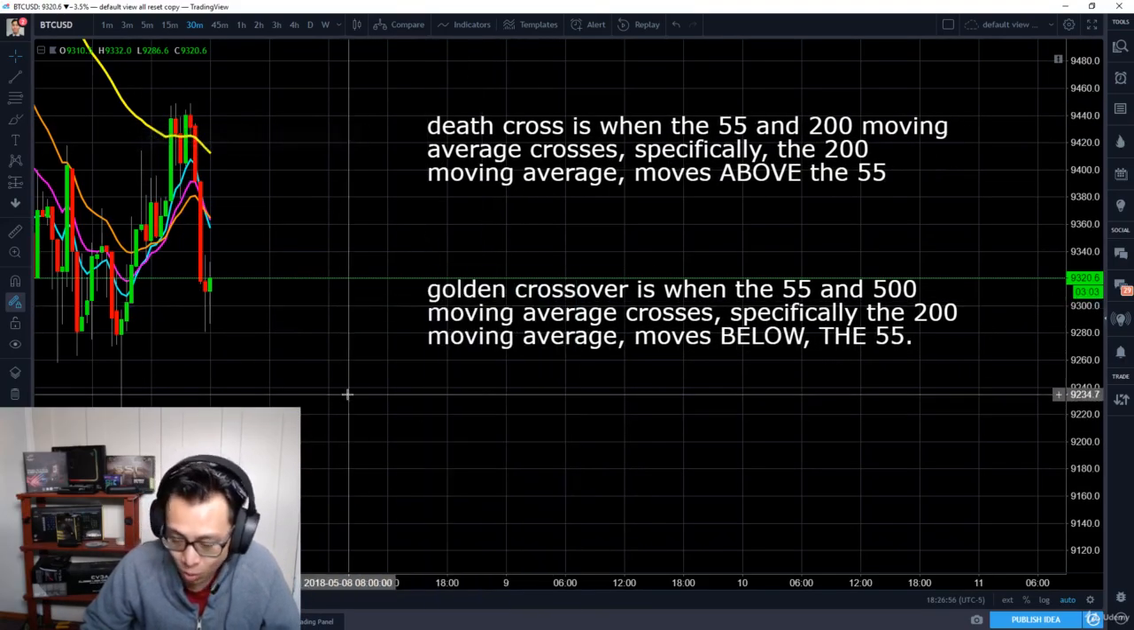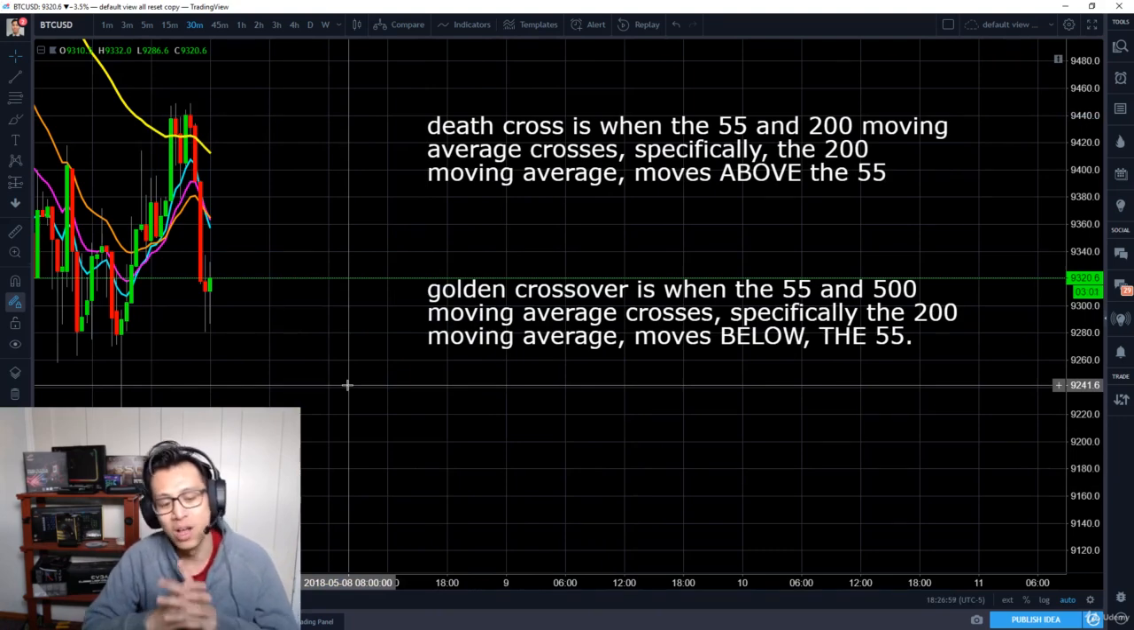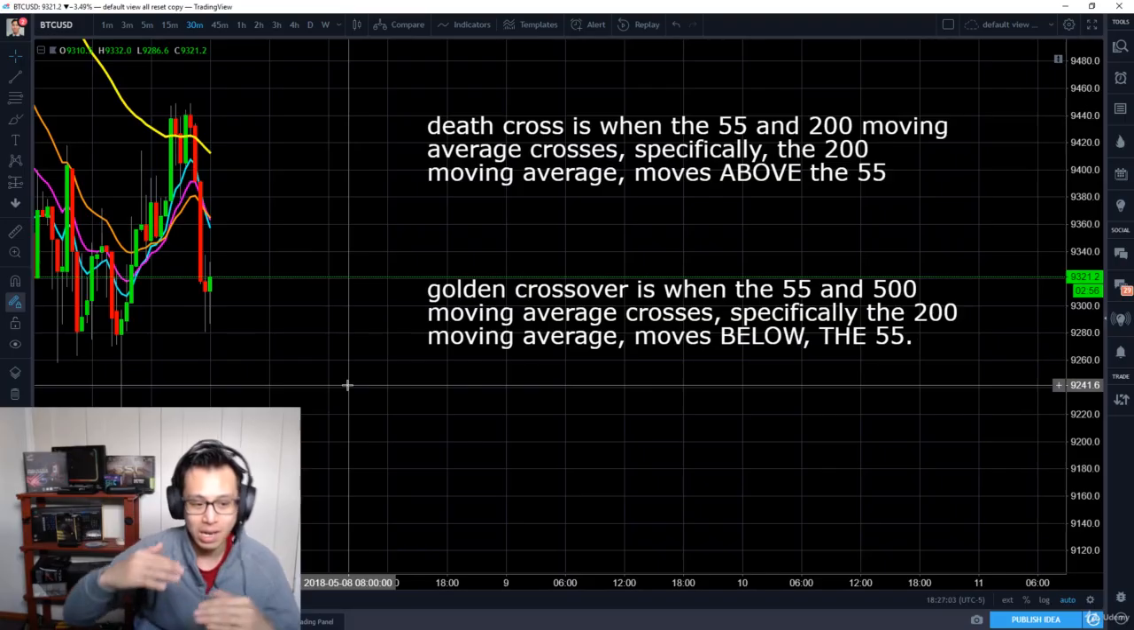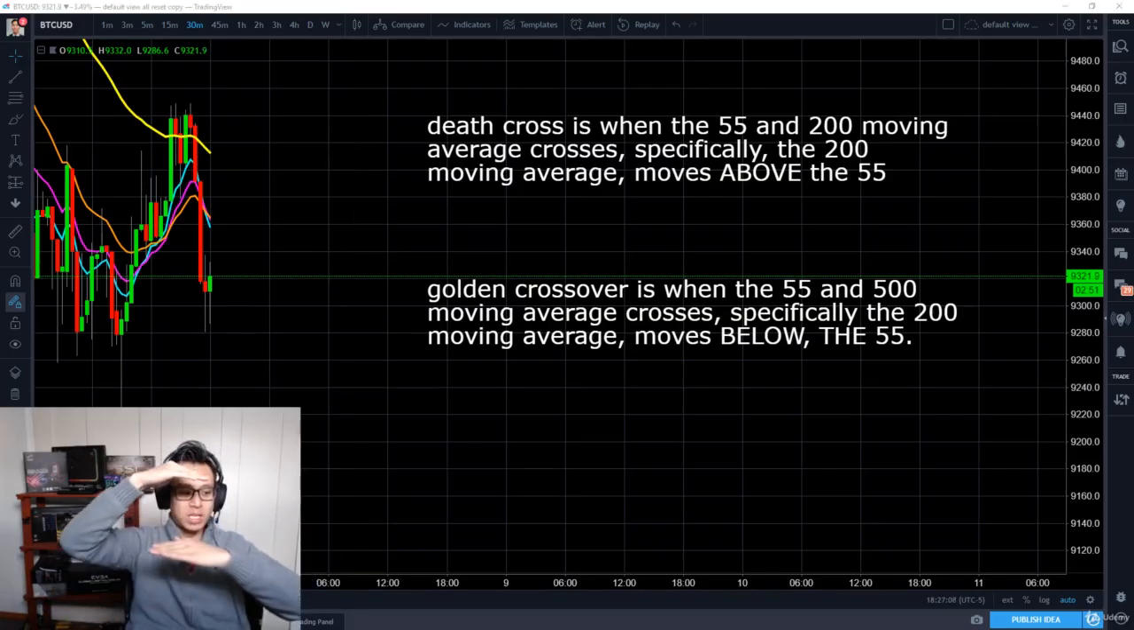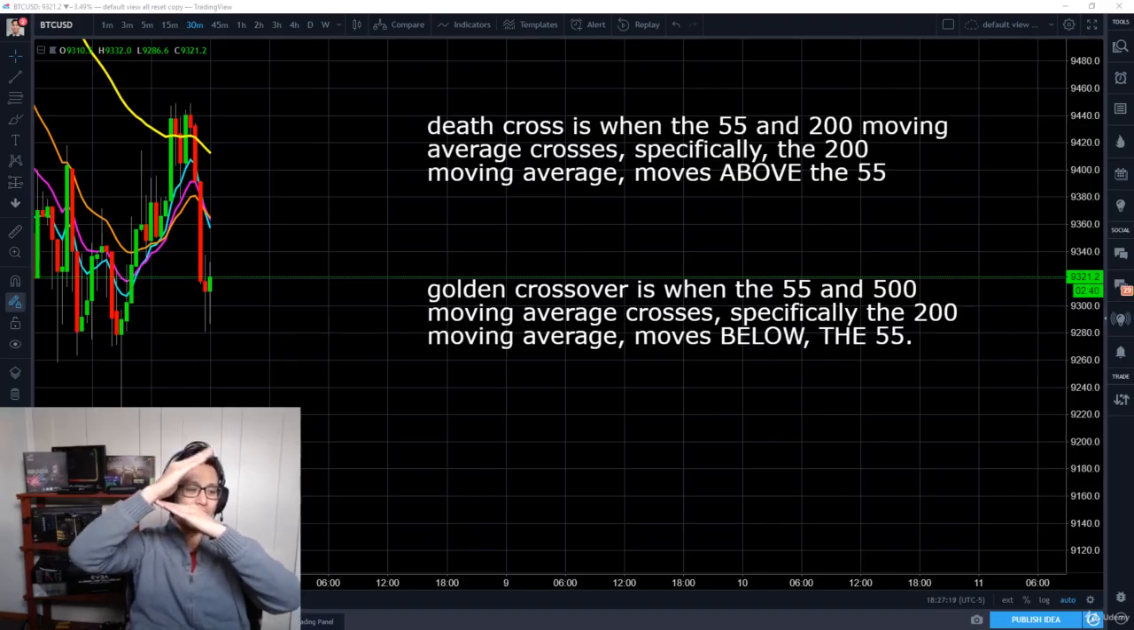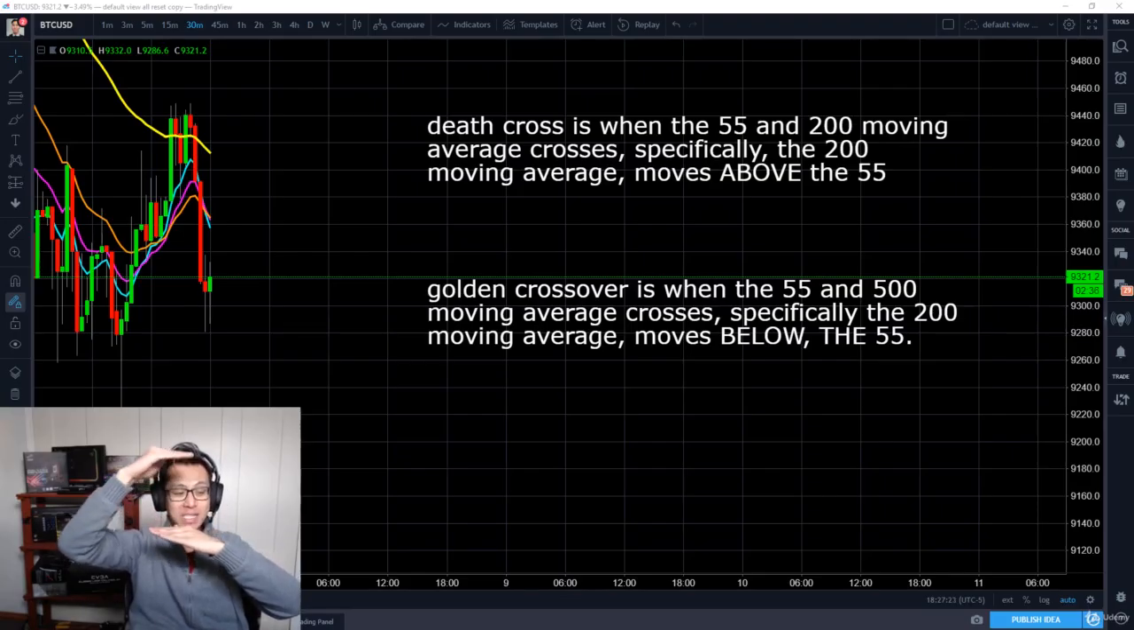So basically what this is saying is, just think of it like this: if this line here is the 55 moving average, then on a death cross, the 200 moving average up here ends up crossing over and becomes on top, which is acting as a resistance now. So it goes from high to low. That is what a death cross is.